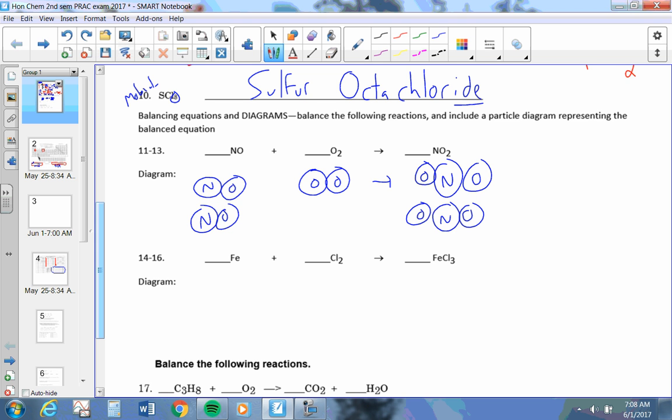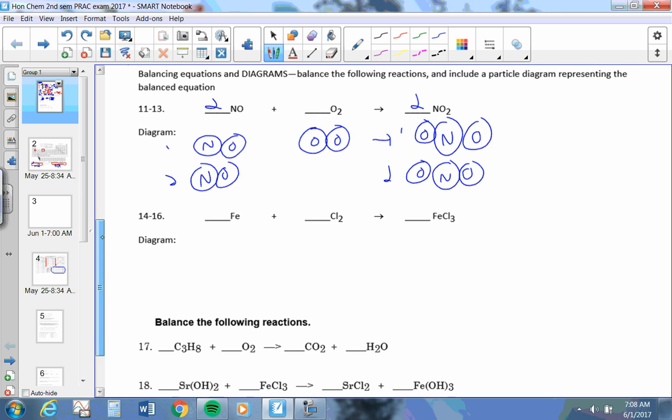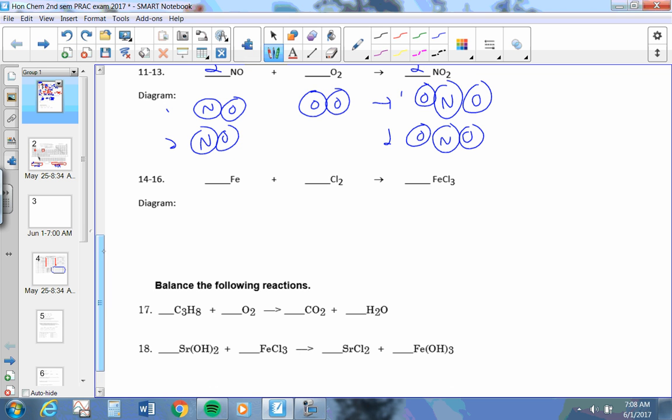That is balanced. Now I go back and add the coefficients. There are 1, 2 of these, so put a 2 there. There's only 1 of these. You don't need it there. And there's 1, 2 of these, so put a 2 there. It is balanced with a diagram. Same thing on the next one.